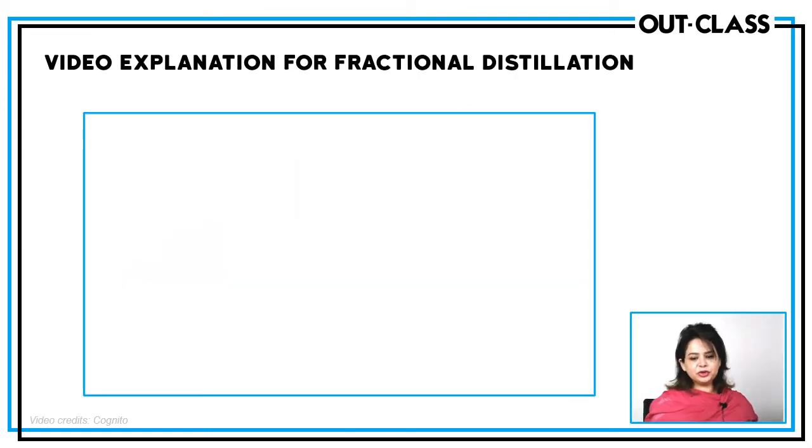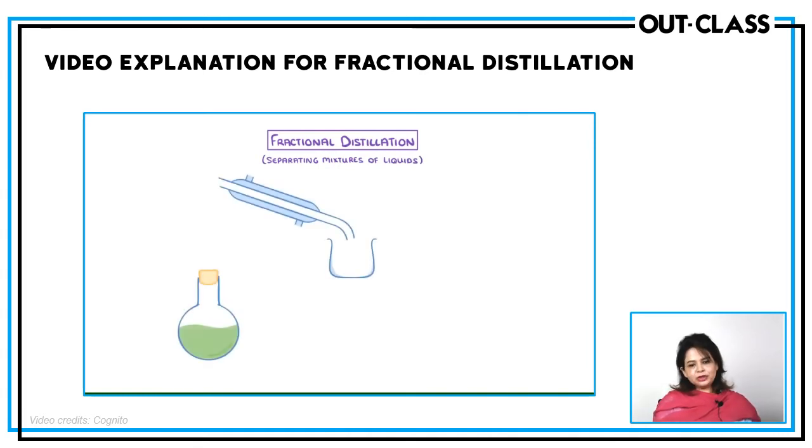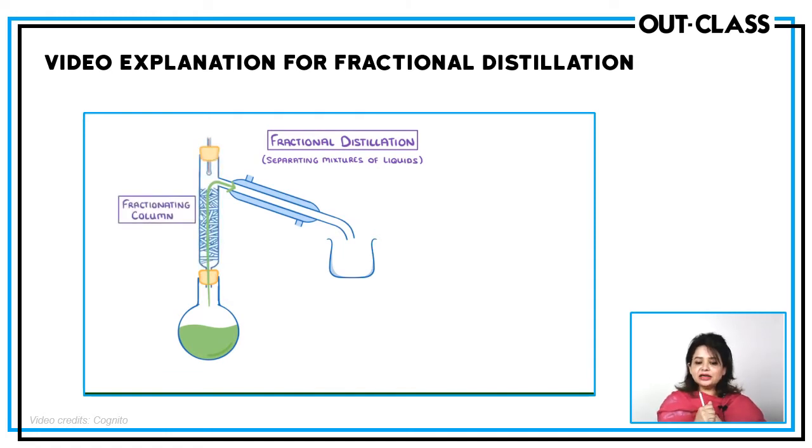Let's see another video about fractional distillation this time. So what is fractional distillation? Fractional distillation is a process in which we separate a mixture of liquids which have different boiling points. Now in this type of distillation, we have to use a special apparatus between the boiling flask and the condenser, and that apparatus is known as fractionating column. Fractionating column does the actual separation between liquids of different boiling points.